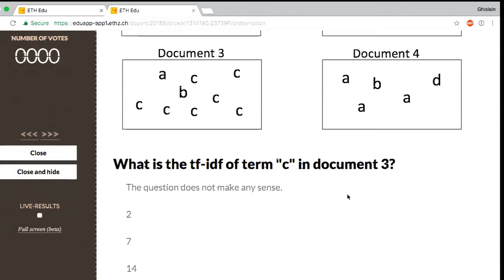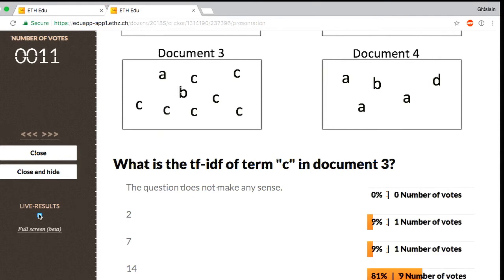Remember, you don't need to compute everything from scratch, because you already computed some stuff in previous questions. So if you remember part of this information, you can be very fast here. Very good. The term frequency is 7. There are 7 of it. And the IDF is 2. We already computed it, log of 4 over 1. So it's 14.